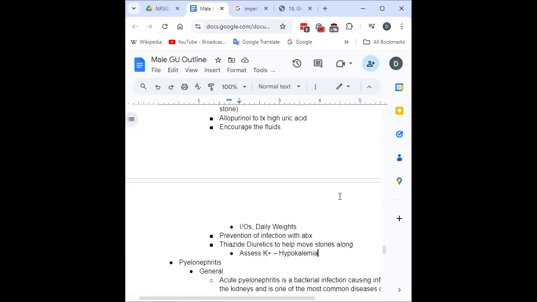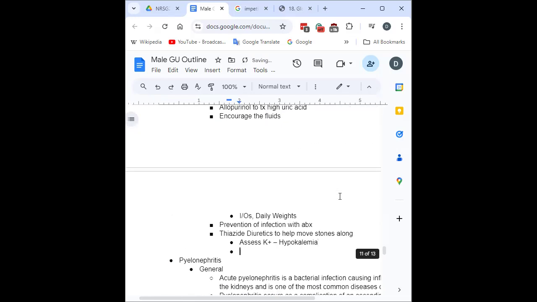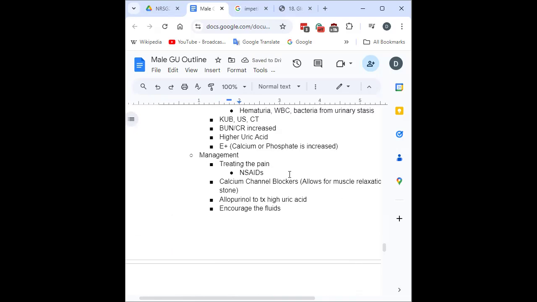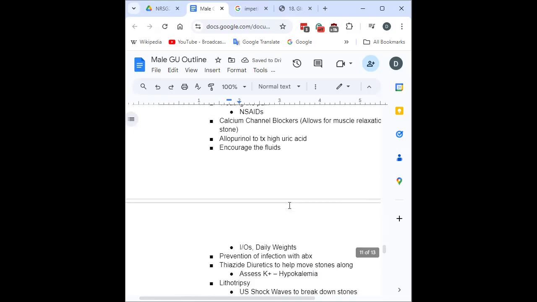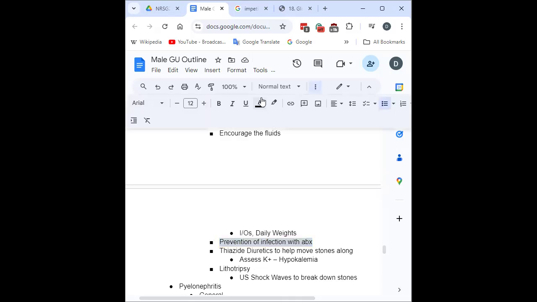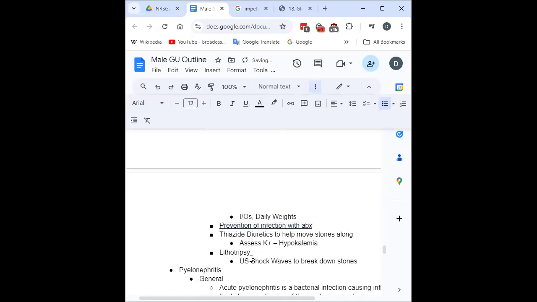Something else they can do is a lithotripsy, which is that they will use ultrasound shock waves to break down stones. So did I mention antibiotics? Yeah, in fact, antibiotics. So that's something to keep in mind because remember they're causing a portal of entry. Okay, there's 6 minutes left.